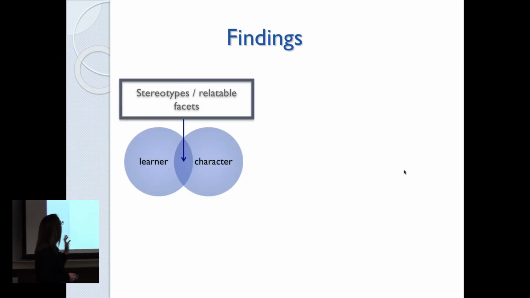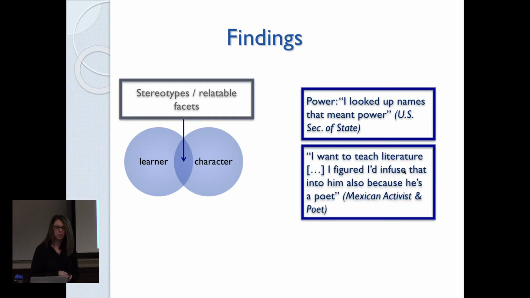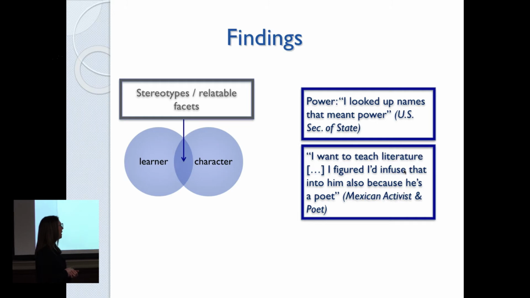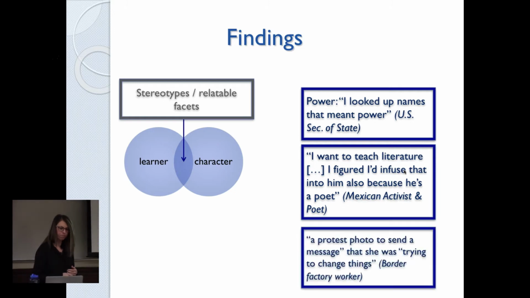So like I said, they often turn to stereotypes or something that they related to with the character. One student said, I looked up names that meant power, and she was stereotyping her government official, right? One thing she knew about the US Secretary of State was that it's a powerful position. Another student said, I want to teach literature, so I figured I'd infuse that into him because he's also a poet. And that probably also led that student to choose that character, right?